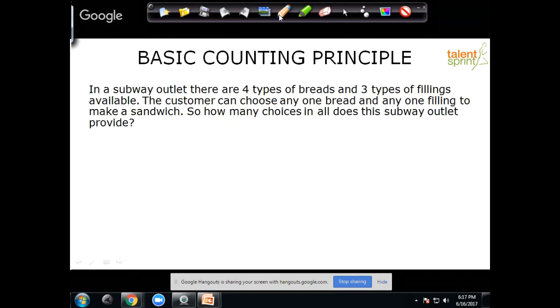Now, again, coming back to permutations and combinations, whenever there is a problem on permutation and combination, there is one very basic principle called the counting principle that will come very useful while solving questions. Now, first let us look at this question and see how to use the counting principle here.